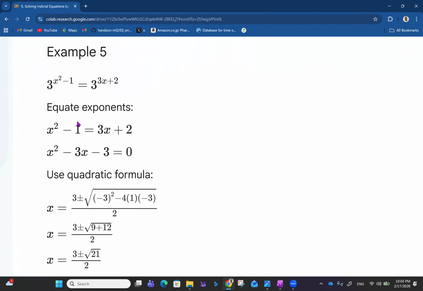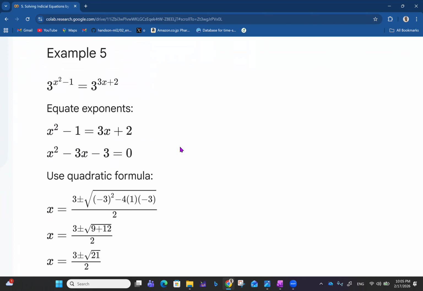So you have 3 raised power x squared minus 1 equals 3 raised power 3x plus 2. So equate the exponent because the bases are the same. That means you have x squared minus 1 equals 3x plus 2. Then if you tidy things up, you have x squared. I guess I need to just do this on the worksheet. We already know the answer is 3 plus or minus root 21 over 2, so I want to go through the process.